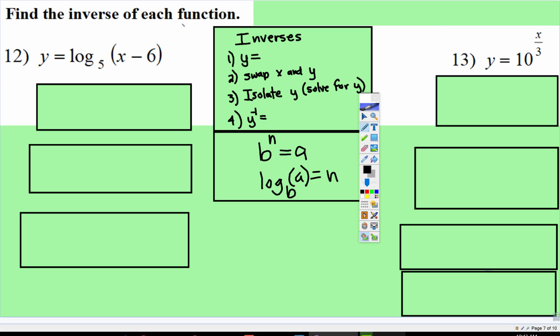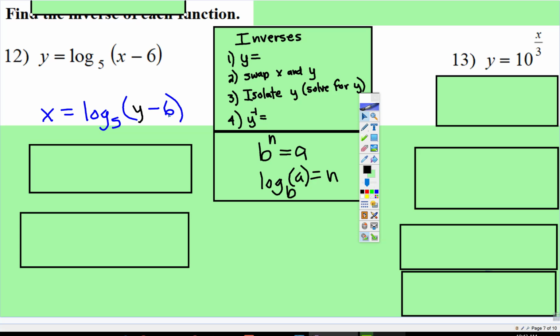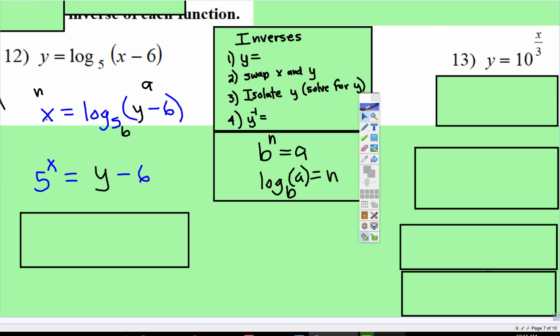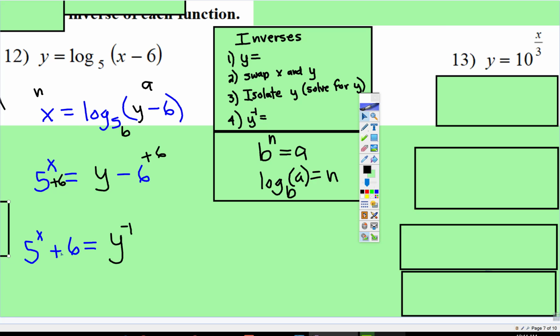All right, find the inverse of each function. You swap out the x's and the y's. Since the subtract 6 is on the inside, this is in log form. We can write it in exponential form. So 5 to the x is equal, remember, this is the b, this is the n, this is the a. So 5 to the x is equal to y minus 6. Well, now we just add 6 to both sides. So 5 to the x plus 6 is equal to y, and because that's simplified, we go ahead and put the inverse notation.